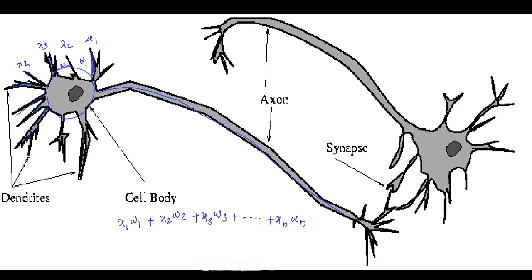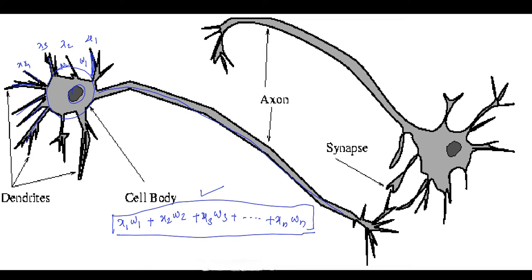Now the cell body, or there is something called the nucleus in this cell body, what it does is, after multiplying and adding all these weights, if the total sum is greater than some threshold, then this neuron produces an output in the form of an electrical signal, right? And if the neuron produces output, we say that the neuron is activated or the neuron is excited.